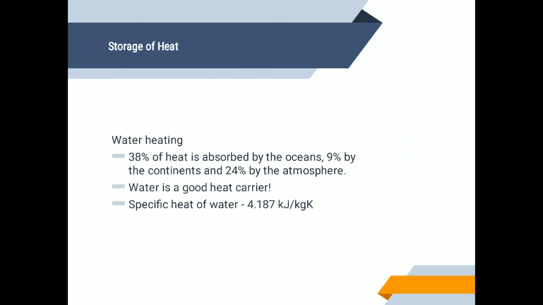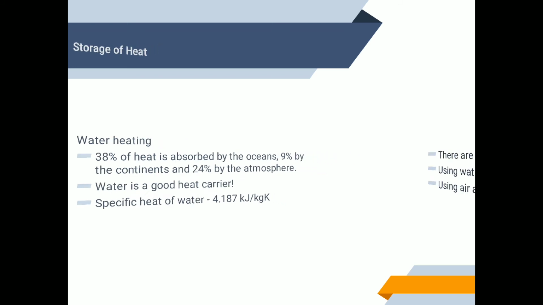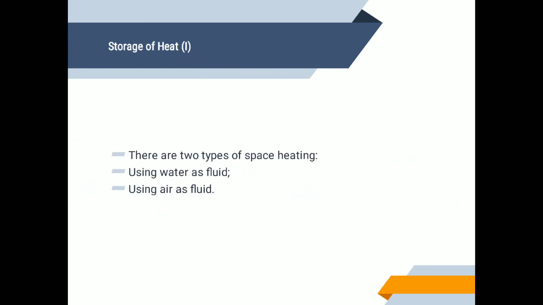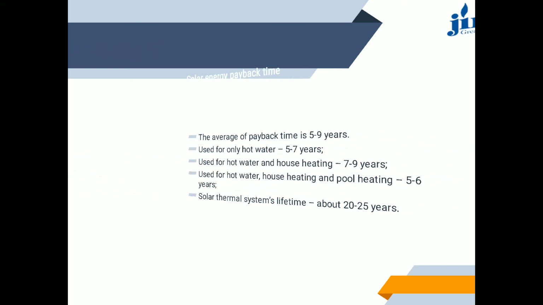So, storage of heat. Now in water heating, 38% of the heat is absorbed by the ocean, 9% by the continents and 24% by the atmosphere. Now water is a good heat carrier. The specific heat of water is given as 4.187 kilojoules. Now there are two types of space heating: one using water as the fluid, and one using air as the fluid.